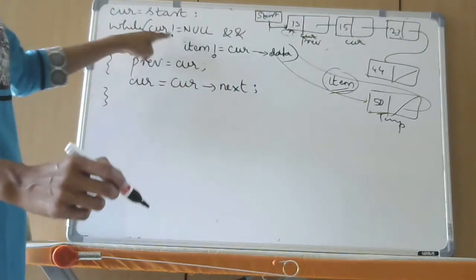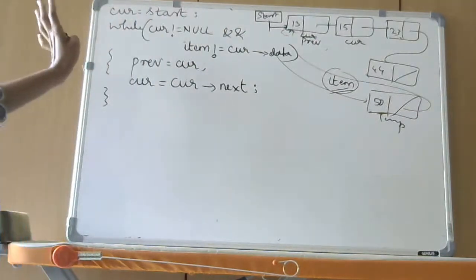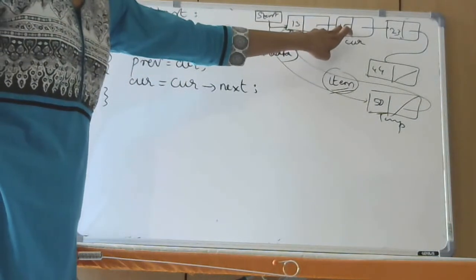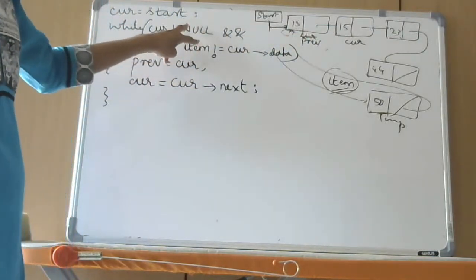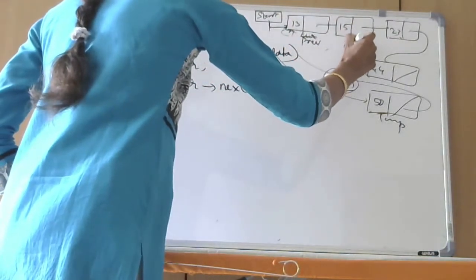Next, again I will go back. Current is not null. This is my current now. Current is not null. What is item? 23. 23 is not equal to current of data, which is what? 15. So both the conditions are satisfied. So I will again do this. Now again what will happen? This will become previous.